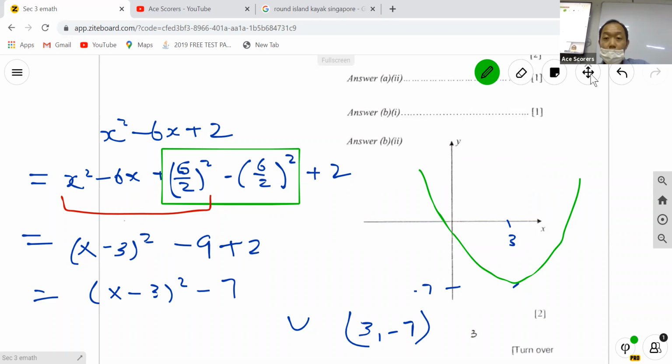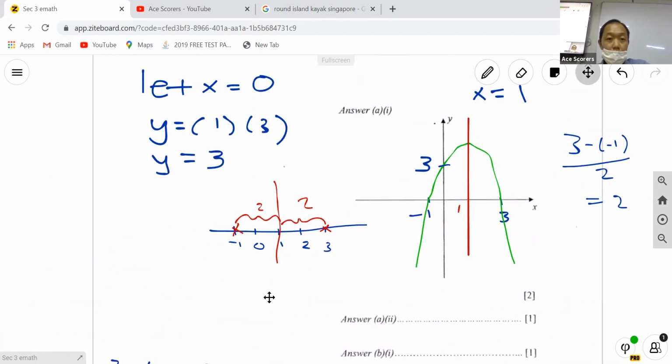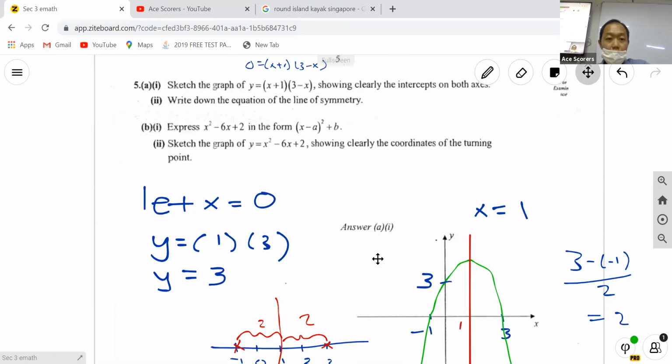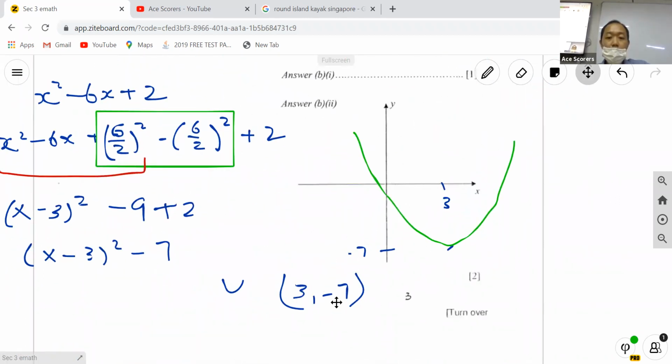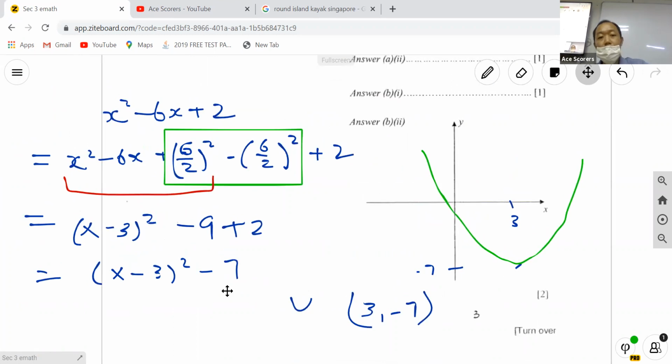Okay, what else do they want? Let me see. Sketch and state the coordinates of the turning point. Okay, they only want to see the turning point. That's all. So the turning point here is (3, negative 7), and that's the final answer.